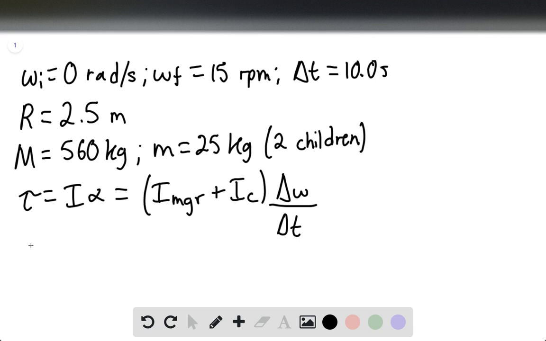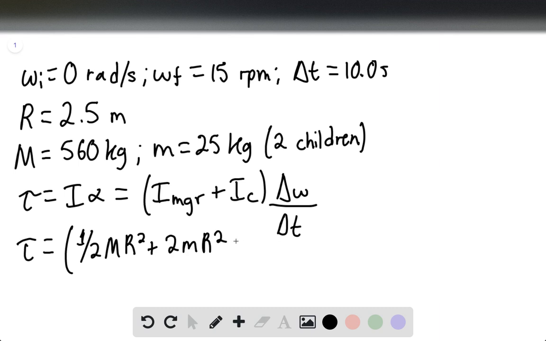We know the torque is now going to be equal to 1/2 mr squared. This is the moment of inertia of a disk, or in this case, a merry-go-round, plus 2 children times mr squared. And so this is going to be equal to omega final minus omega initial divided by t. And we know that omega initial is going to be 0.